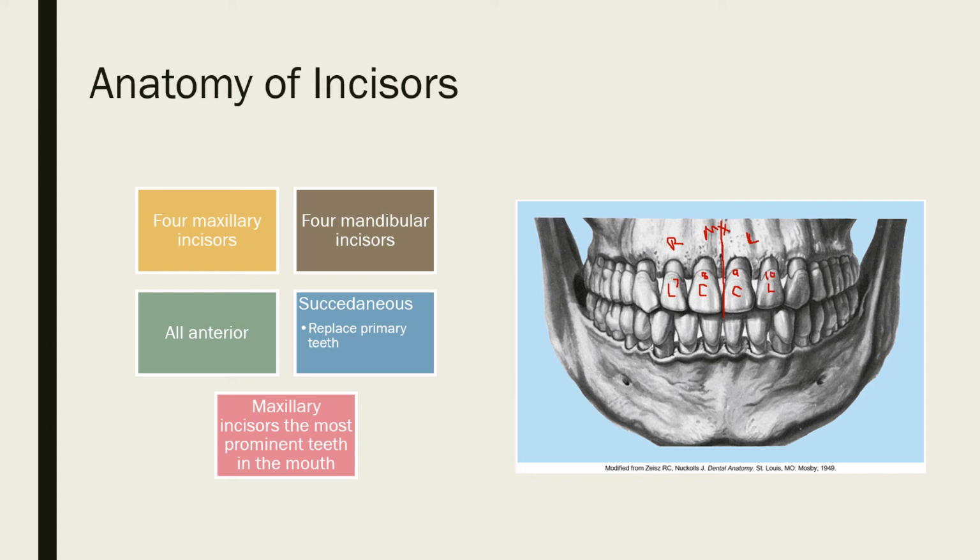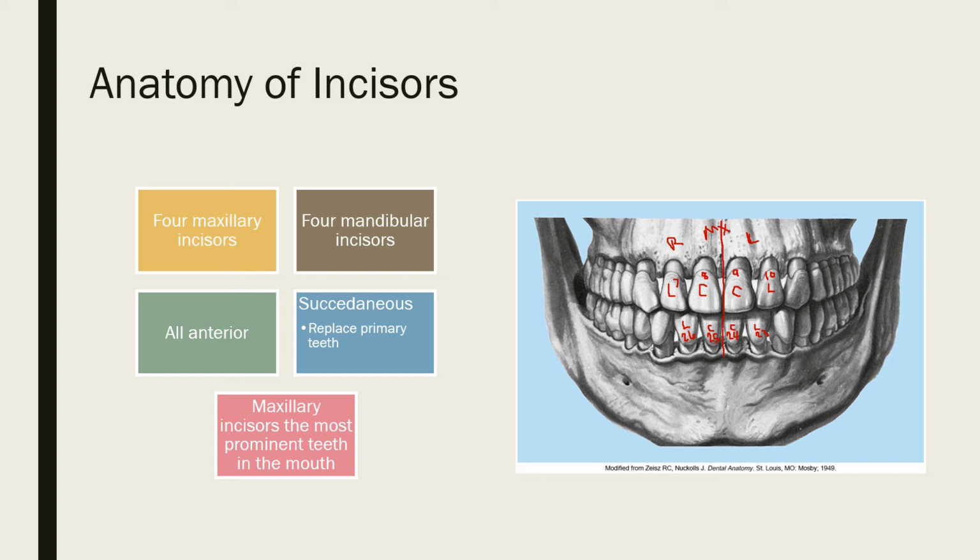Then we have our mandibular, and we have a lateral here, a central here, a central here, and a lateral here. This is tooth number 23, number 24, number 25, and number 26. Okay, our midline again is between our 2 centrals, 24 and 25. Okay, so we have 4 on top and 4 on bottom.